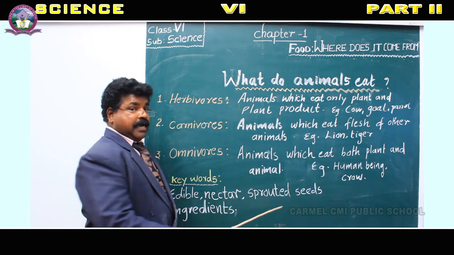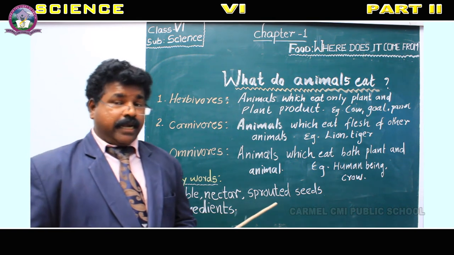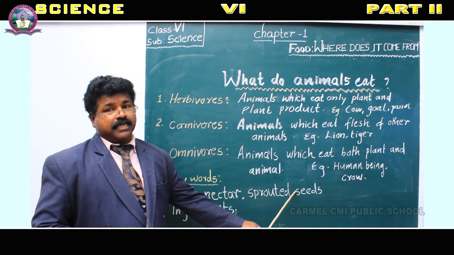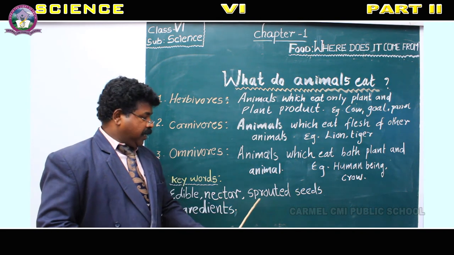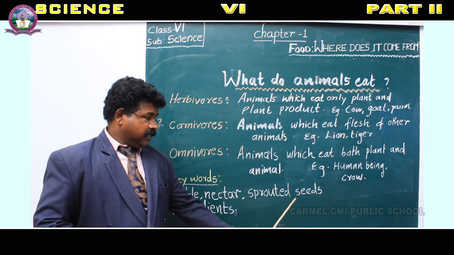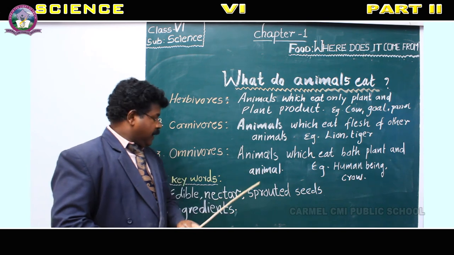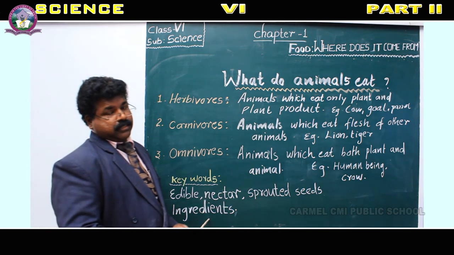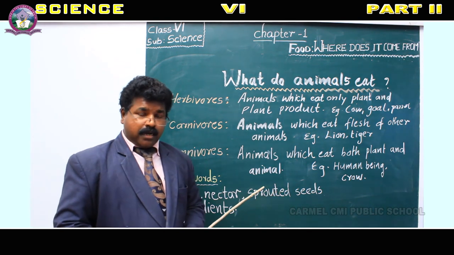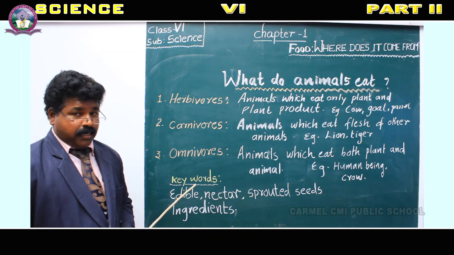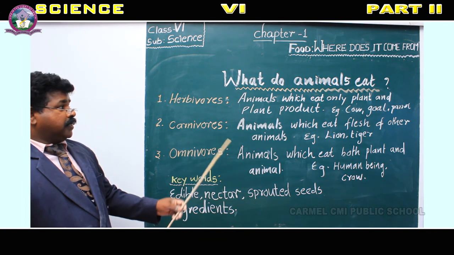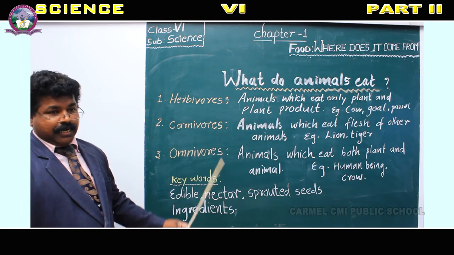The next one is sprouted seeds. The activity of mung seed, you already studied what sprouting is. So the word is sprouted seeds. The spelling is S-P-R-O-U-T-E-D. The next word is ingredient. The spelling is I-N-G-R-E-D-I-E-N-T.